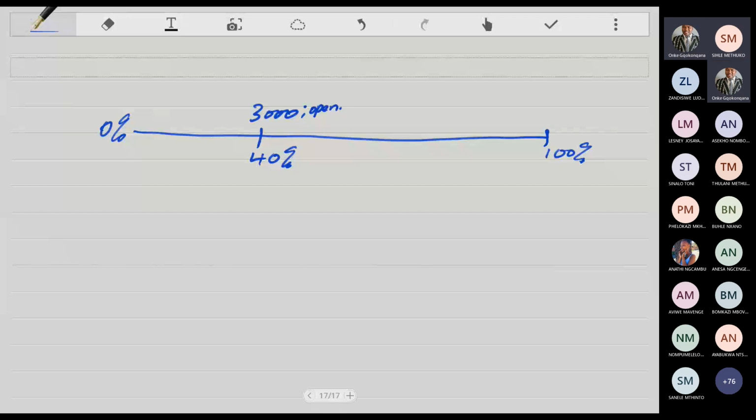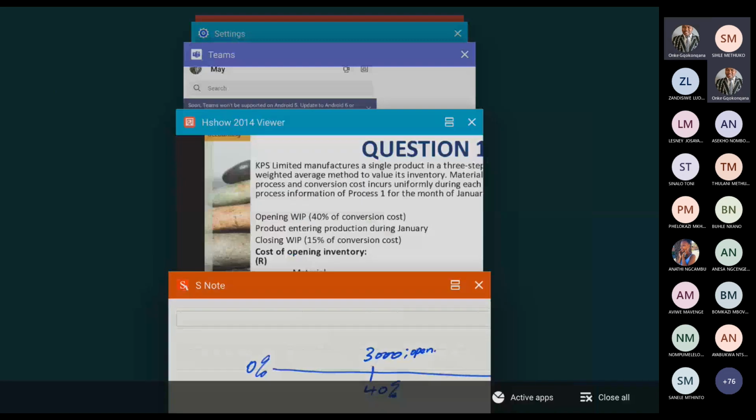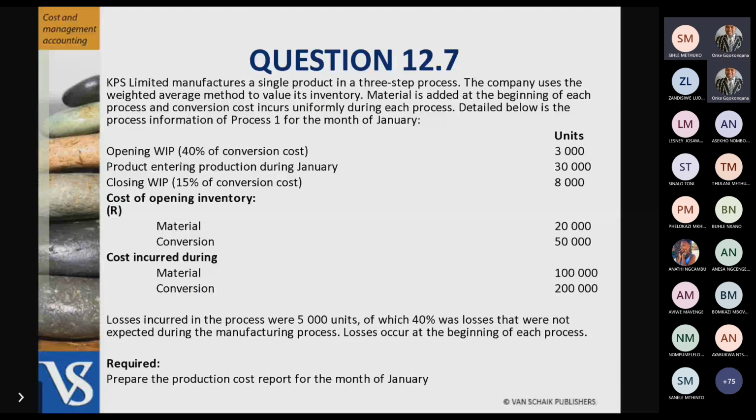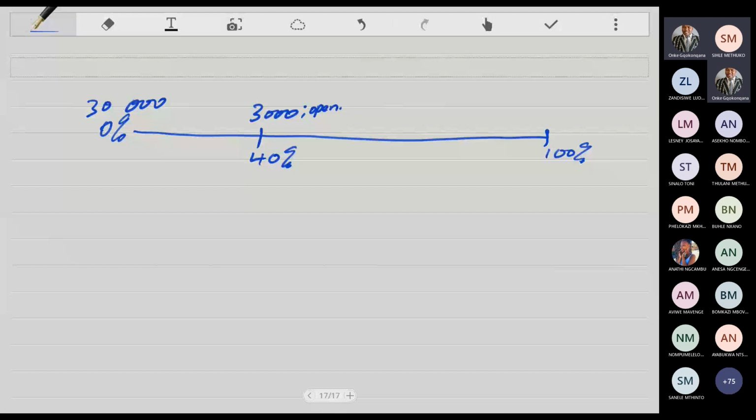Then product entered production during the month of January. That is the new units. If we go and check here, product entered production during January is 30,000 units. So that is at the beginning of the production process. We are given 30,000 units. So you put that there just on 0%. These are the new units. We are going to start our production with these 30,000 units.